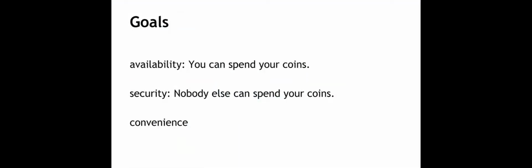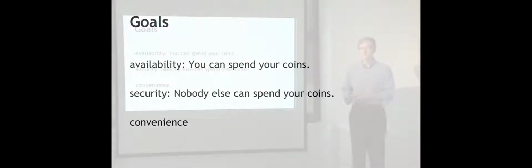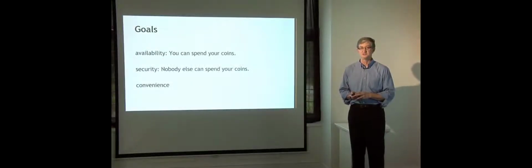Okay, now, when figuring out how we're going to store and manage our keys, there are three goals that we have in mind. The first goal is availability. You want to be sure that you can actually spend your coins when you want to. The second goal is security, and that is that nobody else can spend your coins. If someone gets the power to spend your coins, they could just send your coins to themselves, and then you don't have the coins anymore. And the third goal is convenience, just that whatever you do, it's relatively easy to use.